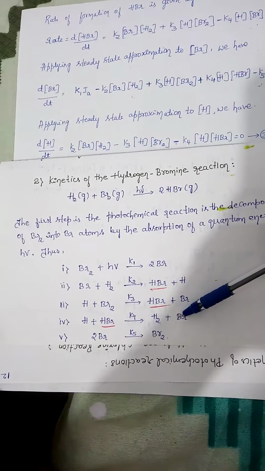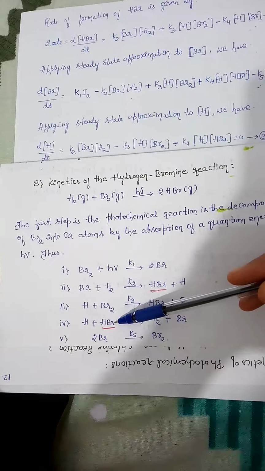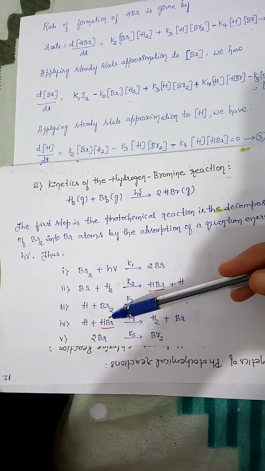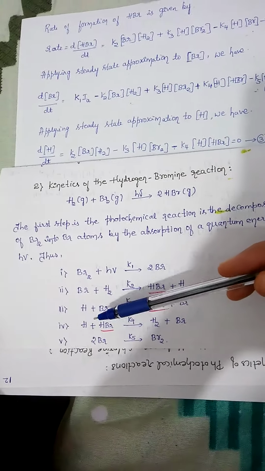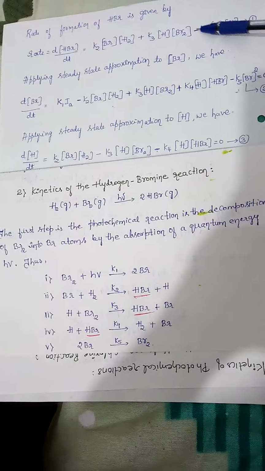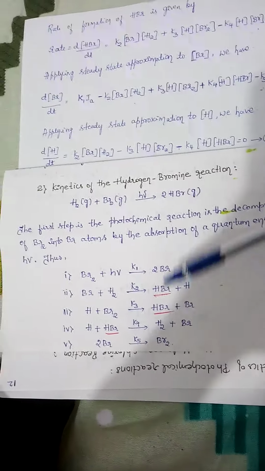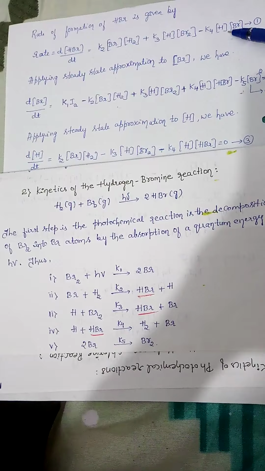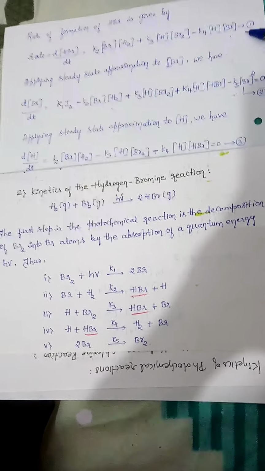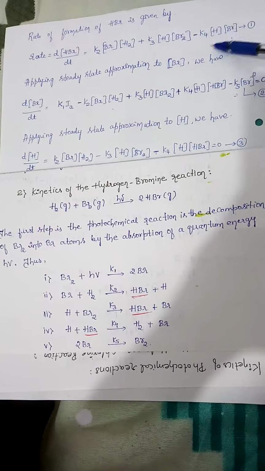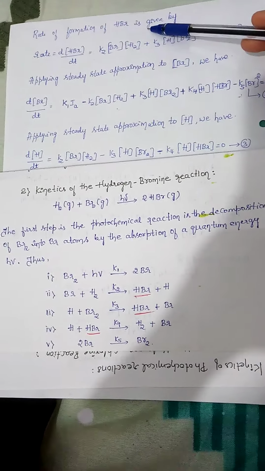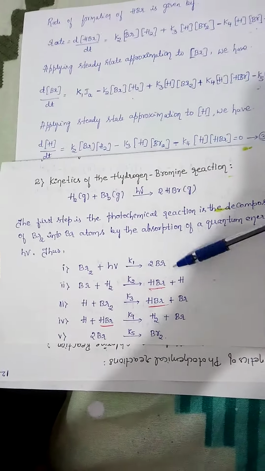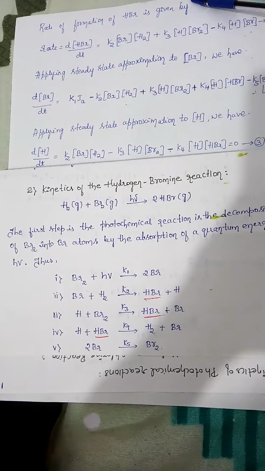In the fourth step, observe the hydrogen bromide. Hydrogen bromide is present on the reactant side, which means it absorbs a hydrogen atom. Hence you have to put a negative sign here, minus, and the rate constant is K4. Write K4 as it is into [H][Br]. So this is equation 1. This is about the rate of formation of hydrogen bromide. So how do you write the rate of formation of hydrogen bromide? By using the mechanism you have to write the rate of formation.